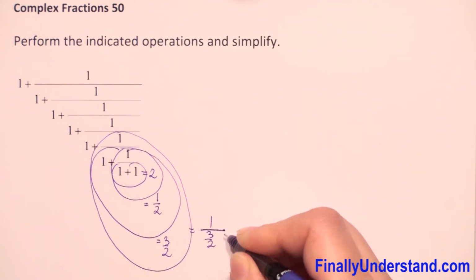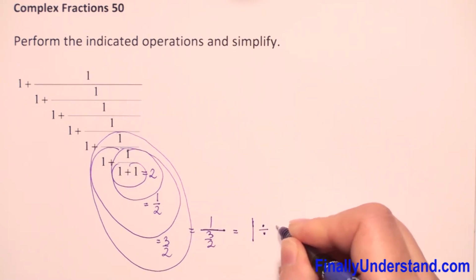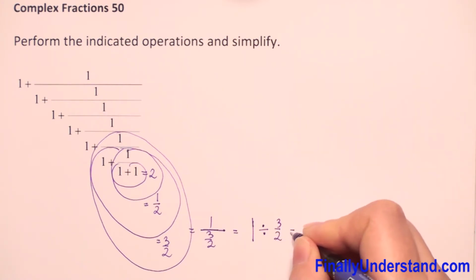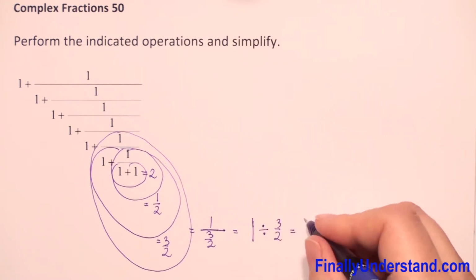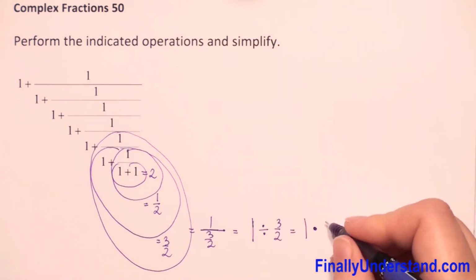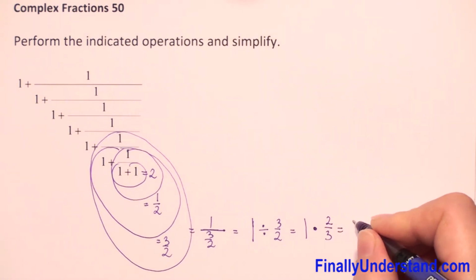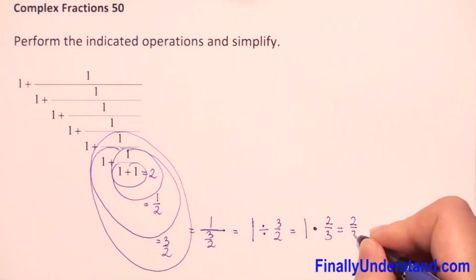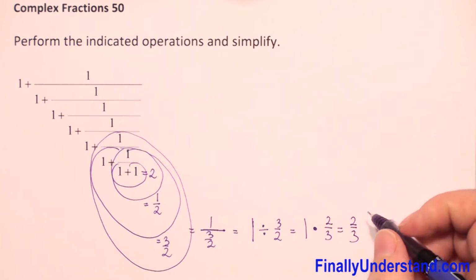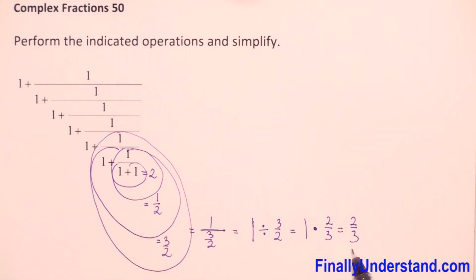Fraction bar means we have division: 1 divided by 3 over 2. We have to copy the first number and change division to multiplication, and we have to flip the fraction 3 over 2, so it will be 2 over 3. So this is equal to 1 times 2 over 3, which is 2 over 3. So next we have 1 plus 2 over 3.